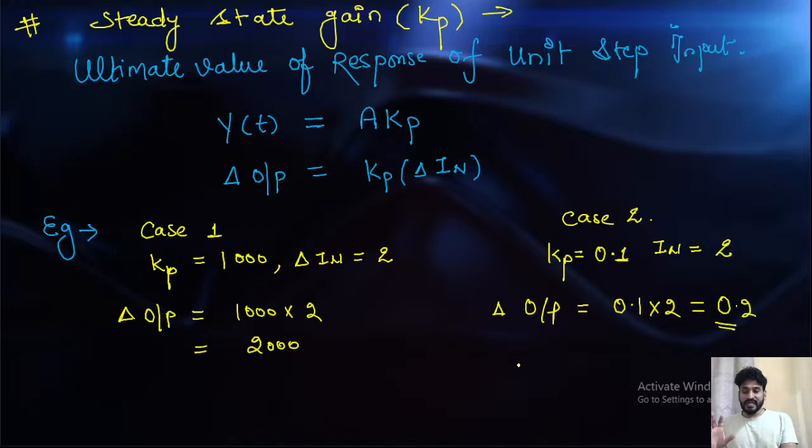So can you understand what I'm trying to say about the steady state gain? Basically, the steady state gain, the Kp value, will decide the sensitivity of your system, how sensitive the output is towards the input. Okay, let's write all these things down and tell me if it's clear to you now.